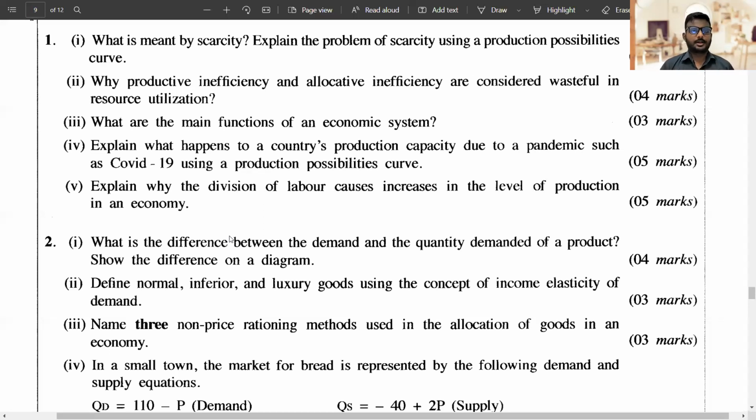Okay, that's it. Why are productive inefficiency and allocative inefficiency considered wasteful in resource utilization? Right. I'll give you a minute to structure the answer in your head, for you to check whether you can answer this question or not. No need to write anything, just in your head, structure the answer. Okay, these are the things I will write. This is how I'm going to start. This is how I'm going to describe this thing. Just have that structure.